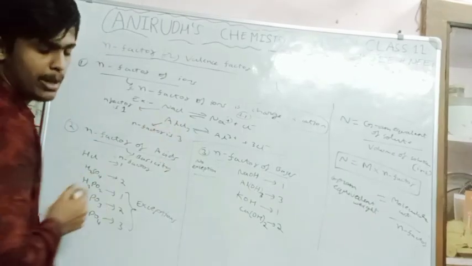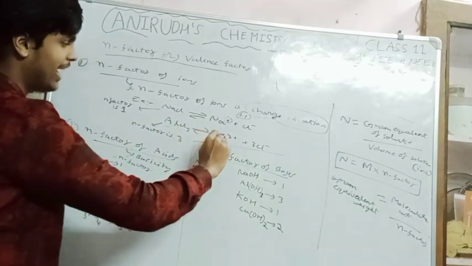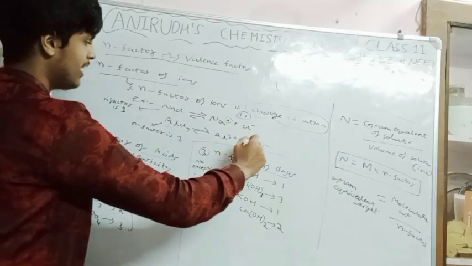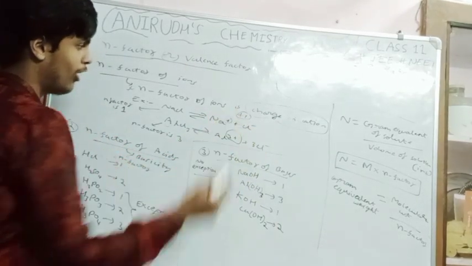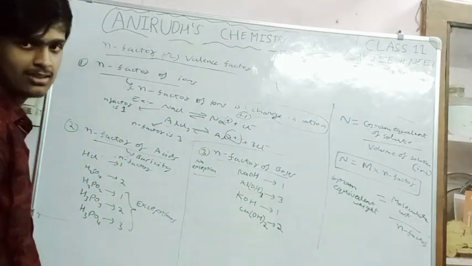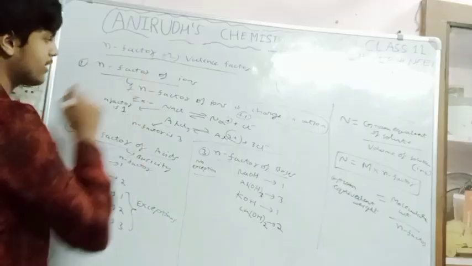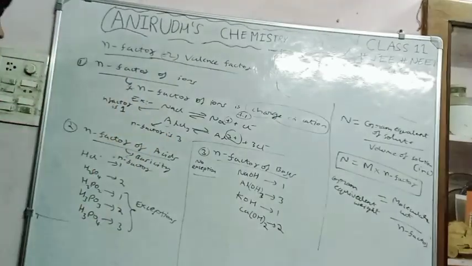AlCl3, that is aluminum chloride, upon ionization gives Al3+ and 3Cl-. Okay, Al3+ and 3Cl-. What is the charge on the cation? So, what is the charge? 3. So, the n factor of AlCl3 is 3. The n factor is 3 here, and there the n factor is 1.